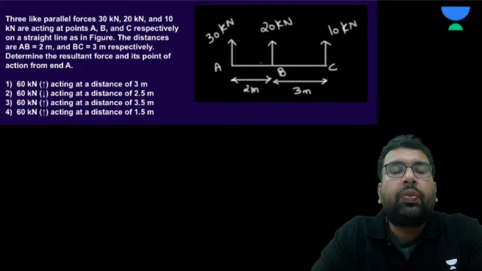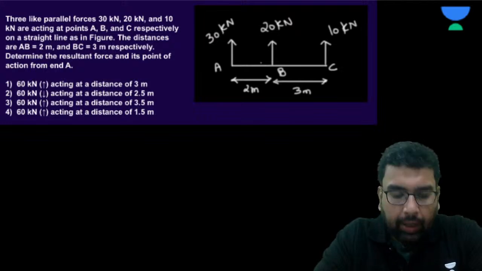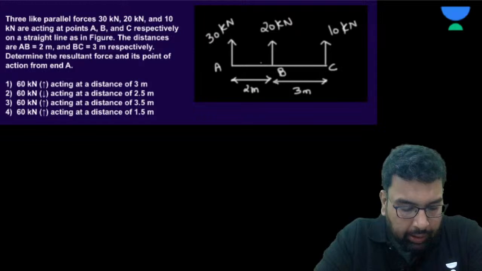So now it says three like parallel forces, 30 kilonewton, 20 kilonewton, and 10 kilonewton, are acting at points A, B, and C respectively on a straight line as shown in the figure. The distances are AB is 2 meter, BC is 3 meter. Determine the resultant force and its point of action from A.